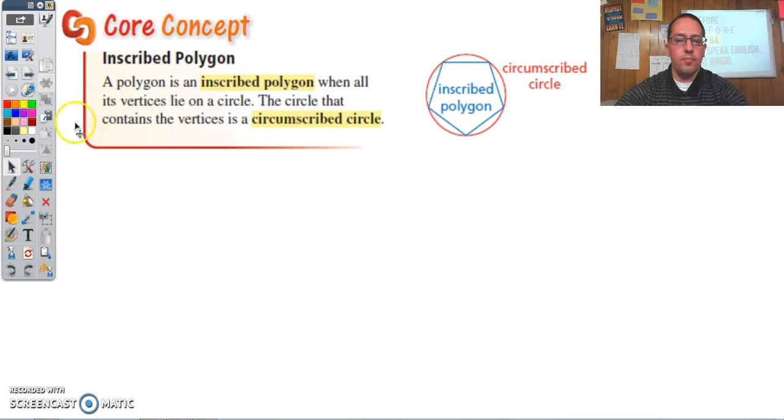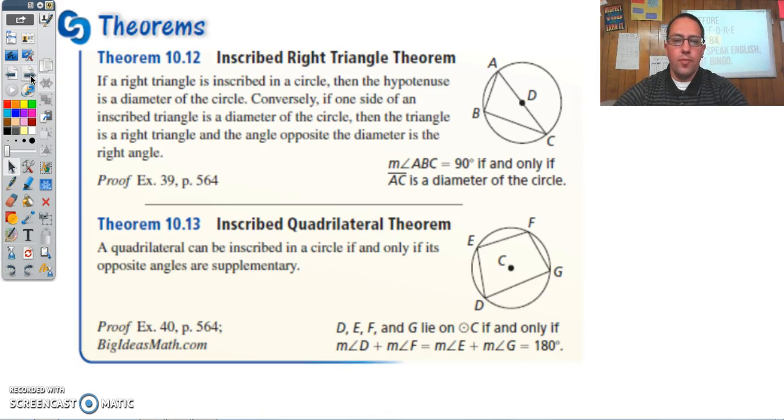All right. Now, what we can do with this, we've got two things. First, right triangles. An inscribed right triangle. Well, if it's a right triangle inscribed in a circle, then the hypotenuse will be the diameter of the circle. Also, if you have an inscribed triangle and one side is the diameter, then the triangle will be a right triangle, and the side opposite the diameter is a right angle.